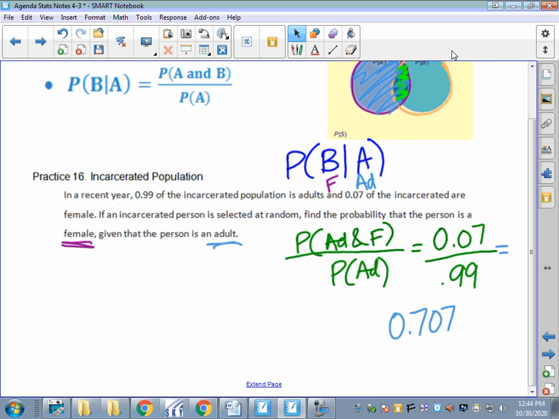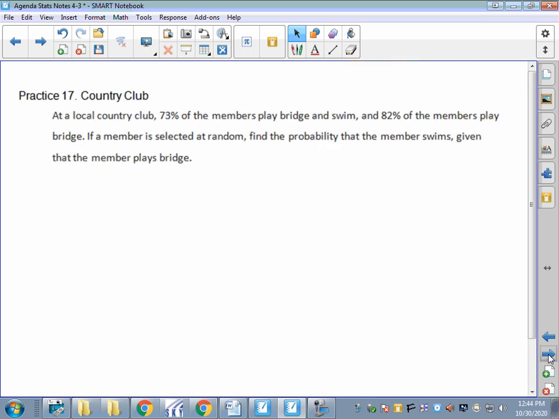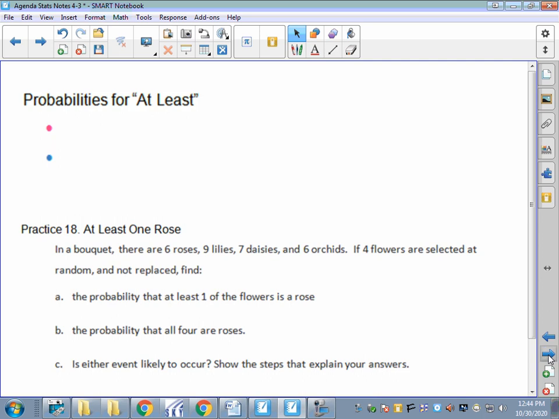There's some interesting ones. All right, last but not least, let's talk about these at least problems. These ones are interesting and they go along with that complement. I think that was in the last section we talked about that. So we're going to use multiplication rules for at least. It's basically a big problem.